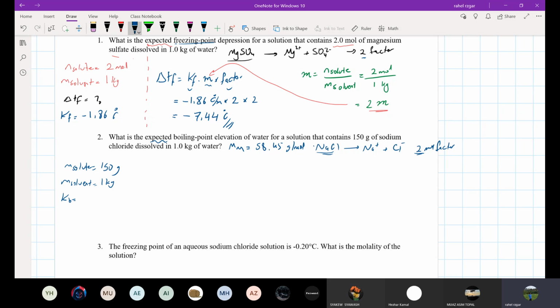Okay, so KB, boiling, so KB is equal to 0.51 Celsius per molar. What is required? Delta TB is required. Okay. Now we have found the factor. Let's find delta TB. Delta TB equals KB times molality times factor. The factor is given. KB is also known. Molality, we need molality. Let's find molality.